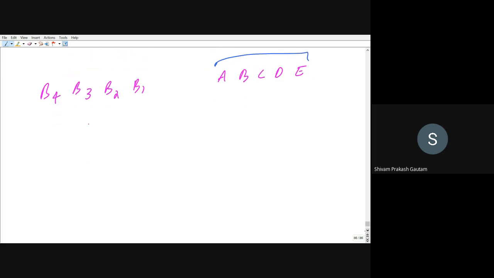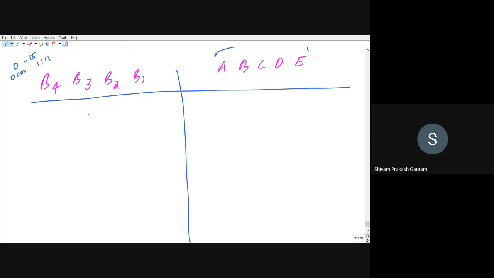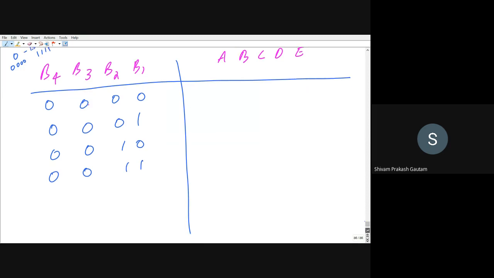Just pay attention here. So 4-bit binary we are having. So minimum value of binary we can have as 0, and a maximum value in decimal we can have 15. 0 we can represent in binary by 0, 0, 0, 0, and 15 by 1, 1, 1, 1. First we will build the input side, then we will build the corresponding output. For binary, we will start from 0. So 0, 0, 0, 0, 0, 0, 0, 1, 0, 0, 1, 0. Like this we will go on.